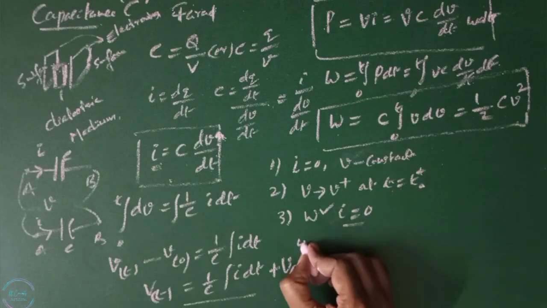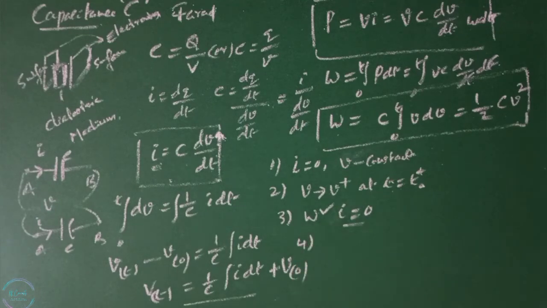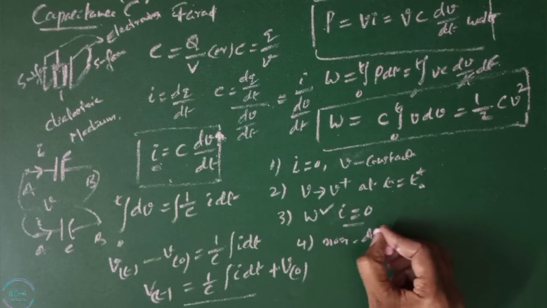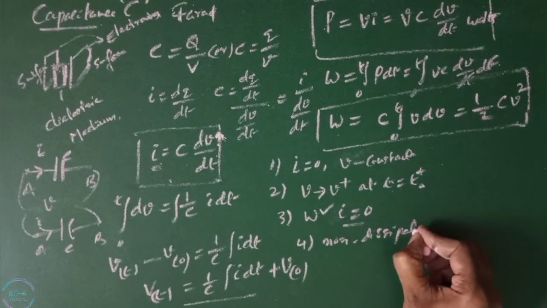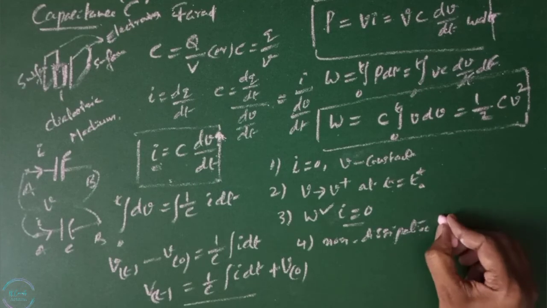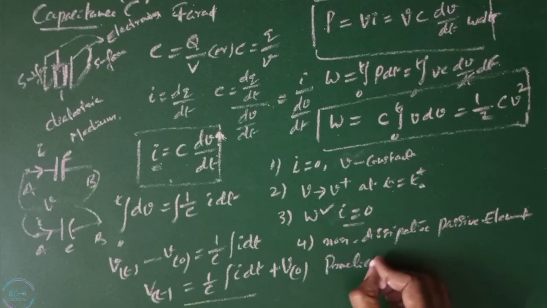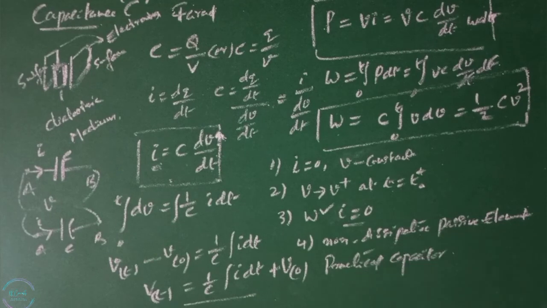Then fourth one, a pure capacitor never dissipates energy but only stores it. That is why it is called a non-dissipative passive element. But practical capacitors dissipate power due to internal resistance. The practical capacitor dissipates power, so they can be called lumped elements.